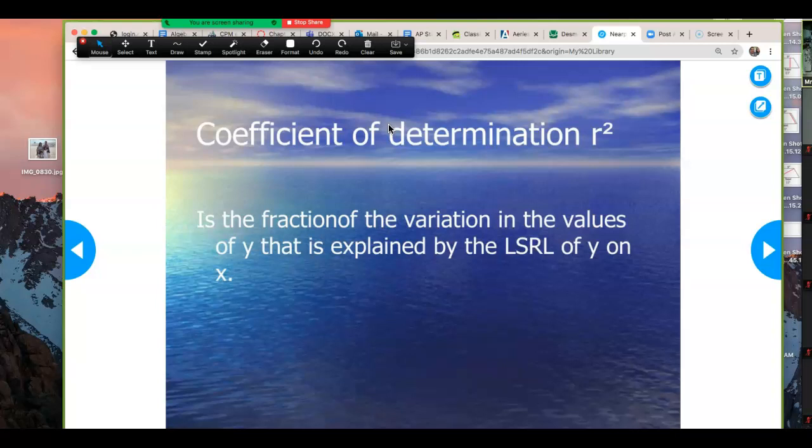It's the fraction of variation in the values of y that is explained by the least squares regression line of y on x. Sometimes we can leave out that last part, because it's extra information, since we're already saying the fraction of variation is a percentage. Fraction of variation just means fraction. Fraction is a percent; usually we write it as a percentage. Fraction, ratio, percent, all are equivalent.